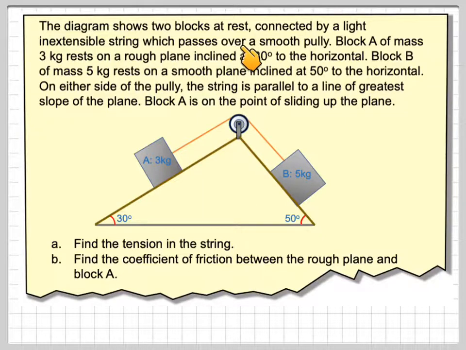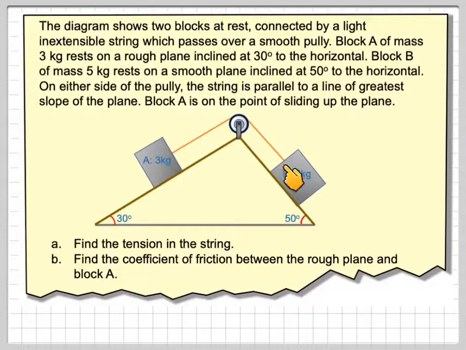The diagram shows two blocks at rest, connected by a light inextensible string which passes over a smooth pulley. Block A of mass 3 kg rests on a rough plane inclined at 30 degrees to the horizontal. Block B of mass 5 kg rests on a smooth plane at 50 degrees to the horizontal. On either side of the pulley, the string is parallel to the line of greatest slope of the plane, and block A is on the point of sliding up the plane.